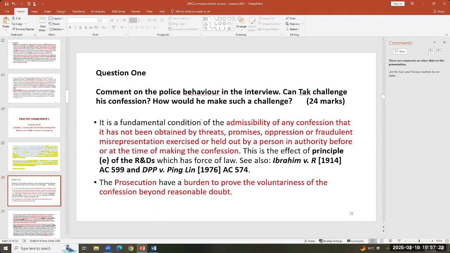Okay. So again, I think we need to separate this out into different parts. We've got to talk about what the police have done that they shouldn't have done. We've got to think about the law relating to the admissibility of a confession. We've got to think about the procedure for how he goes about and challenges the confession. So I would start with a general introduction to the law. Of course, Principle E, Ibrahim Ping Lin. It's important to say that the burden of proof is on the prosecution to prove the voluntariness of the confession beyond reasonable doubt.